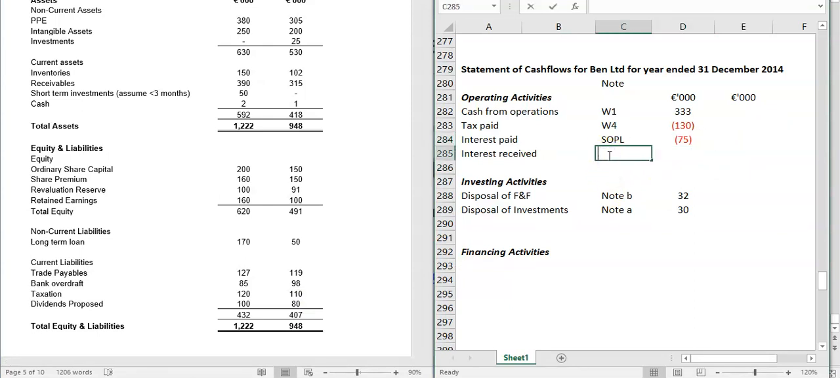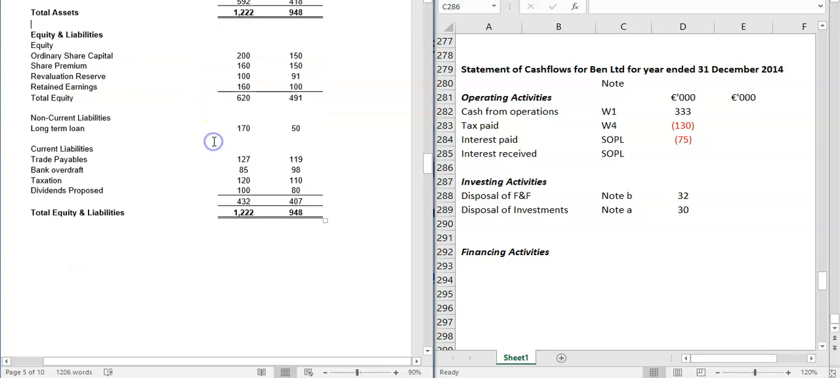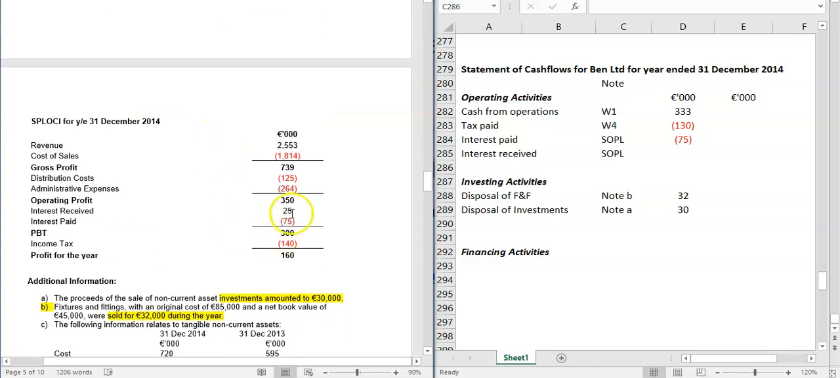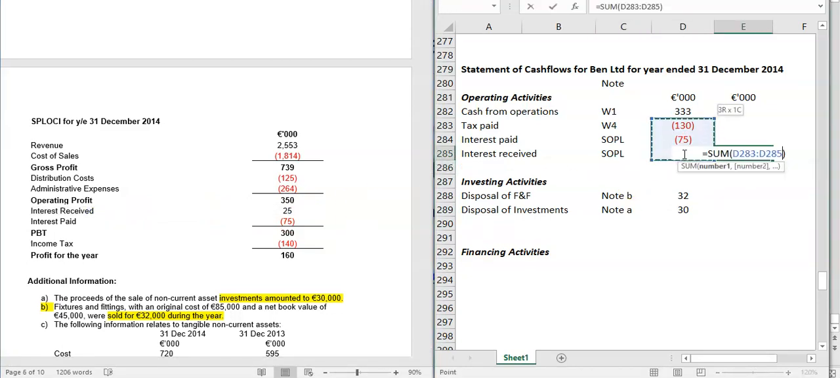Same with interest received. There's no amount of interest receivable at the start or end of the year. So whatever interest you earned during the year, the 25, it must have been debit bank, credit interest received. So you just put in there 25. And that is your cash flow from operating activities. 153. Net cash flow from operating activities.